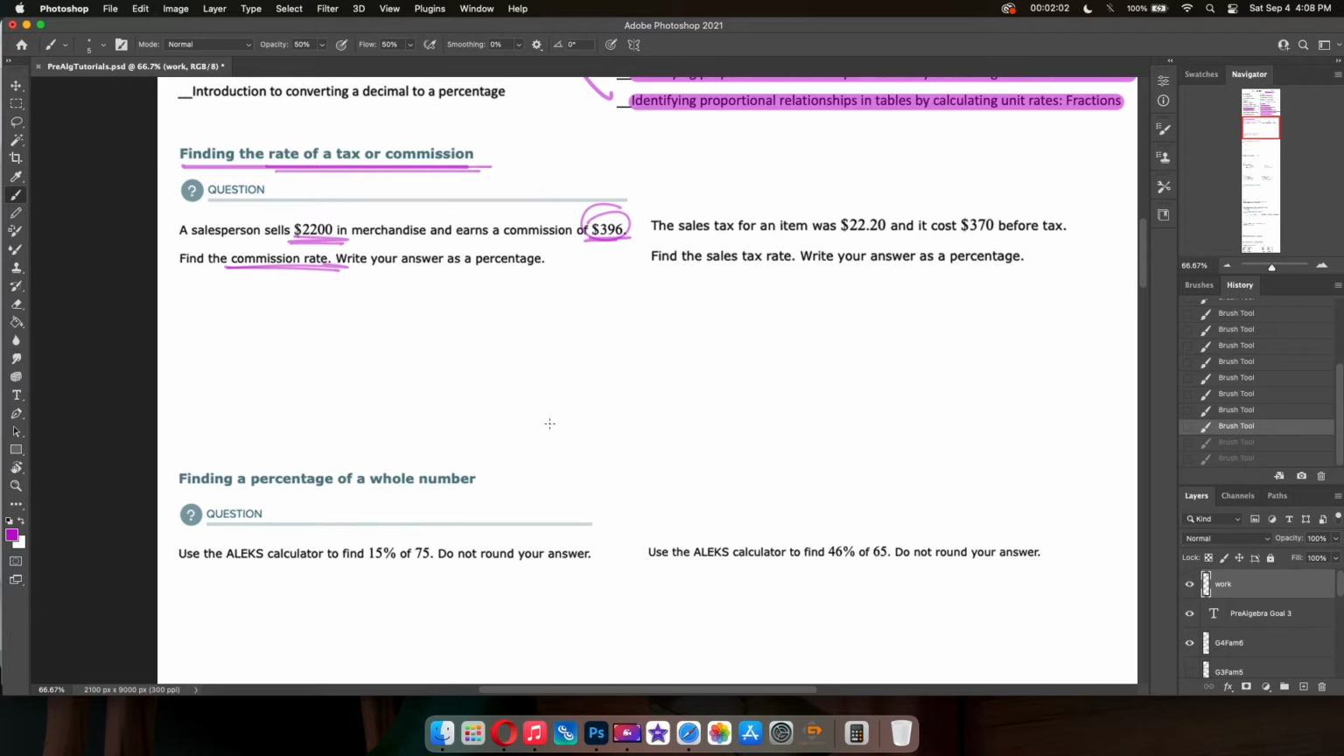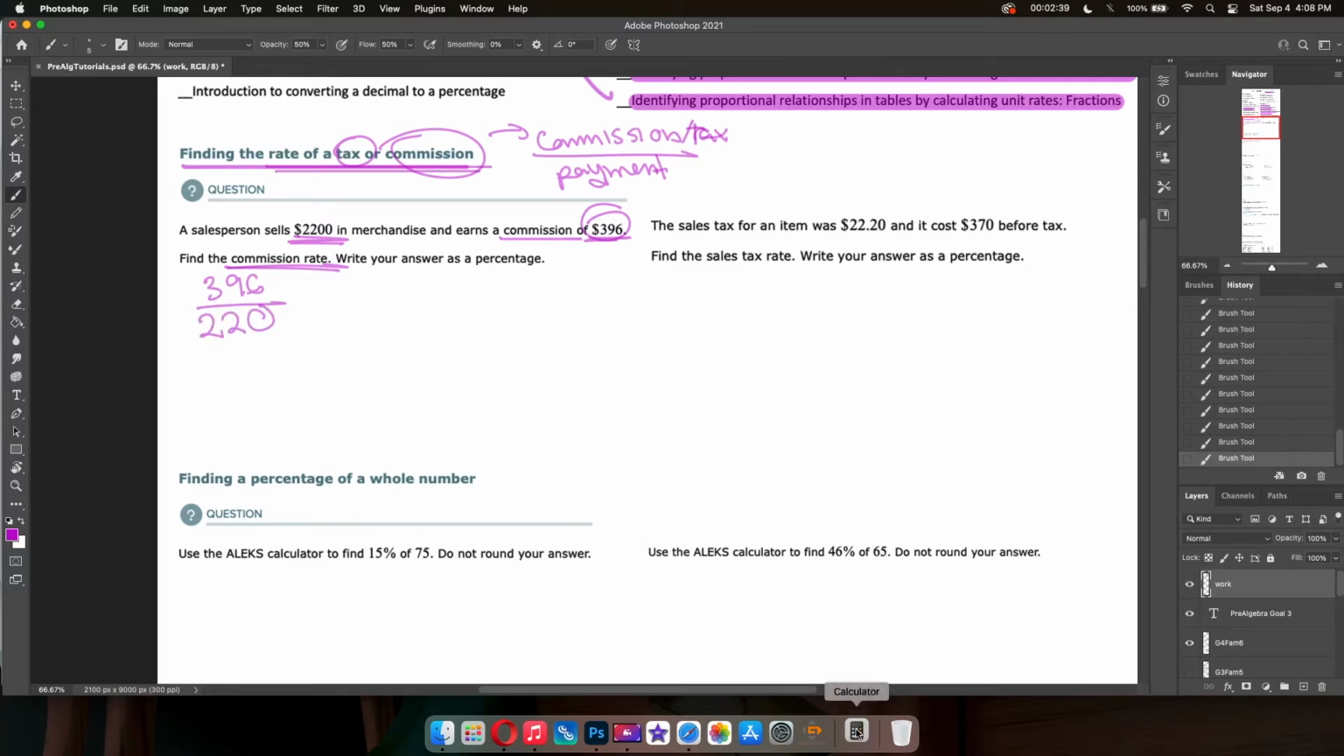And shockingly, you already know how to do this. All you're doing is, and this is tricky for some people, your commission is going to go over your payment. And again, it's not just commission, it's also the tax as well, because there are two words here. We have both tax and commission. Both of them are going to go in the numerator. So which number is the commission? The 396. So 396 divided by 2200.